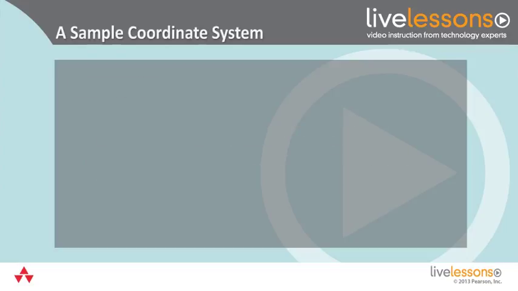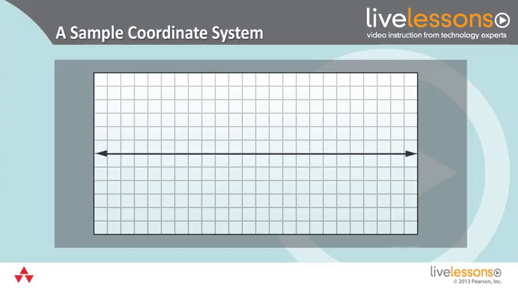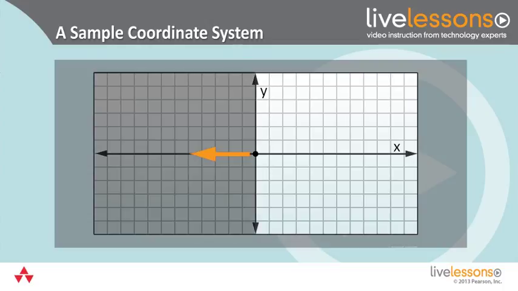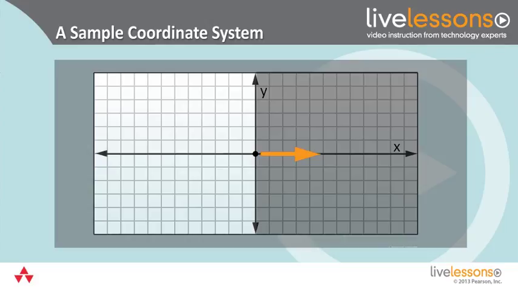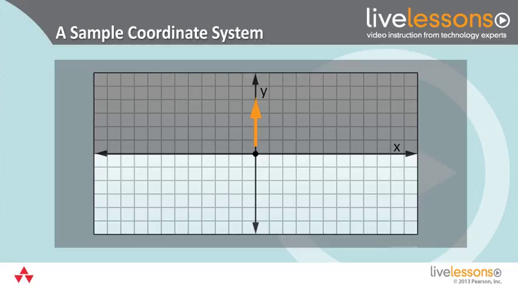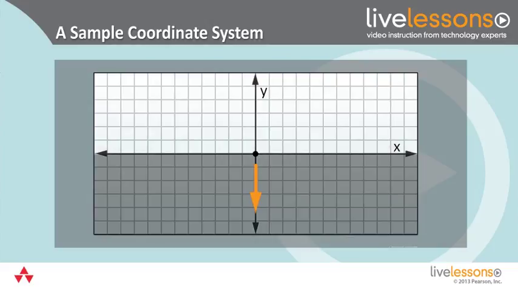What we have here is a sample coordinate system, and you can see that it is a two-dimensional coordinate system. We have our X and our Y axis. The X extends from the left to the right, and the Y extends from the bottom to the top. If I were to move leftward from the origin, I would be moving into the negative territory. If I were to move right from the origin, I'd be moving into the positive territory. Likewise, if I were to move up from the origin, I'd be moving in the positive Y territory. If I were to move down from the origin, I would be moving in the negative Y direction.